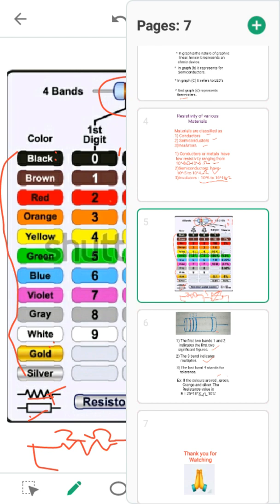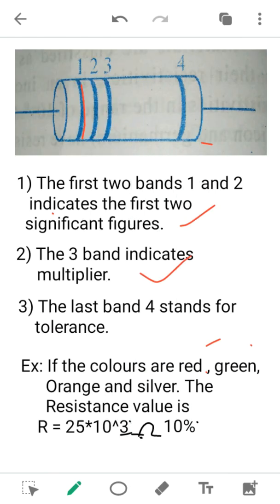So 25, and the third one is orange. Orange multiplier is 3, that is 10 raised to 3, so 25 into 10 raised to 3 ohm. And the fourth one is silver, and silver tolerance is 10%, so plus or minus 10%. Therefore, the value here is 25 into 10 raised to 3 plus or minus 10%. This is the value for red, green, orange and silver. Okay.